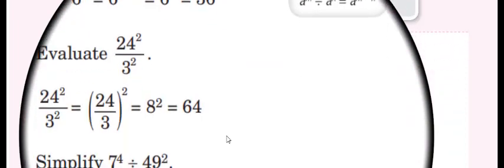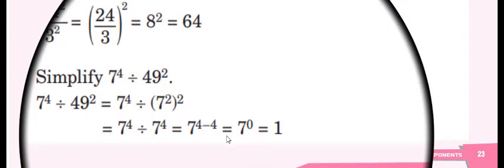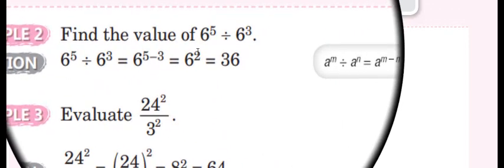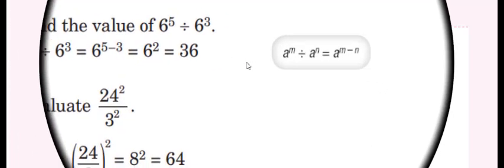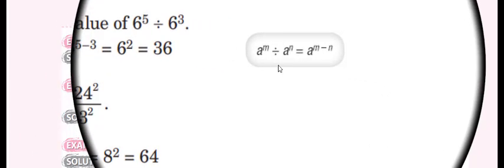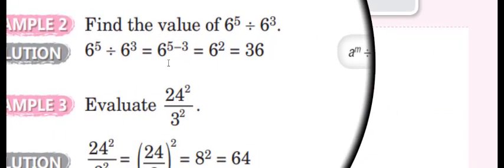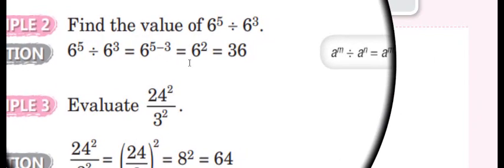Now come to this example number 2, which says that we have to find the value of 6 raised to the power of 5 divided by 6 raised to the power of 3. Since the division sign is there, we will use the division law, which says that if the bases are same, then the exponents are subtracted in the same order, that is numerator exponent minus denominator exponent. So I will apply here 6 raised to the power of 5 minus 3, which comes out to be 6 square, which is equal to 36.